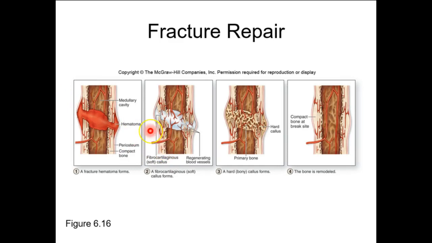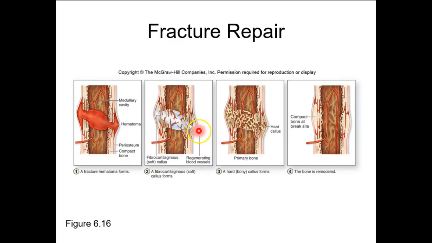Gradually, a fibrocartilaginous callus develops. And we know from before that you can put some weight on fibrocartilage, right? You have fibrocartilaginous rings in your vertebral column, pubic symphysis. So this is developed a little bit for some weight bearing.